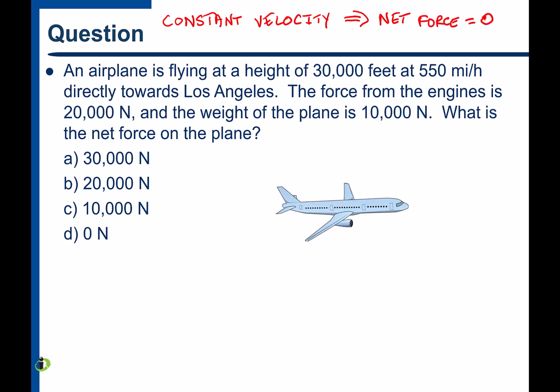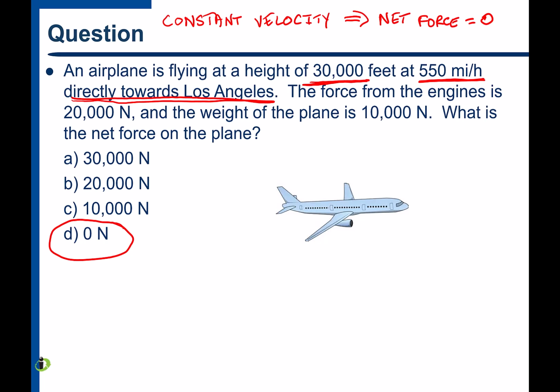Now, how do we know this plane is moving with a constant velocity? Well, I told you it was at a specific height, it was moving with a specific speed, and it was moving in a specific direction, right? So those pieces of information tell you the plane was moving with constant velocity. Therefore, the net force has to be 0. But what about all these other numbers that I gave you?